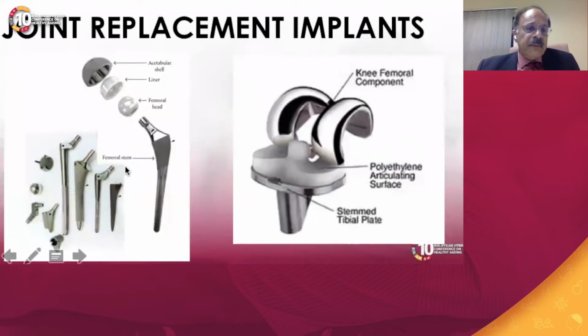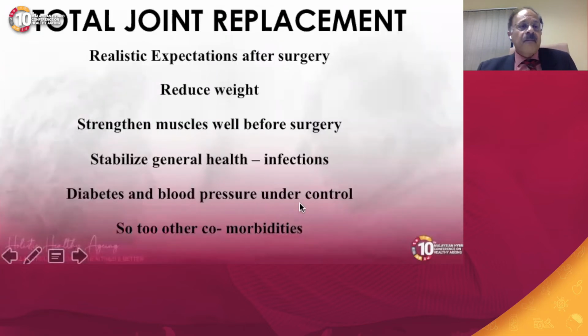All right, here is another picture just to show you what it's like. This is how the femoral head would look, with some liners and shell and all that. And then you've got the stem down here. Similarly, this is the knee replacement with the polyethylene articulating surface in between, the femoral component, and then of course the stemmed tibial plate. So this is what generally the whole thing looks like.